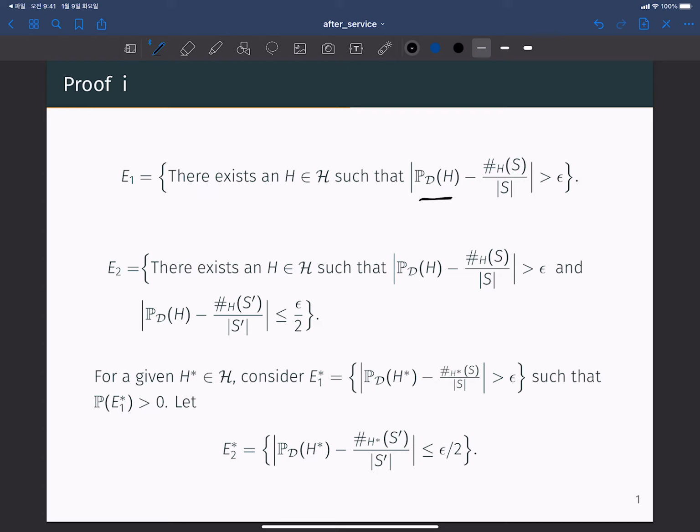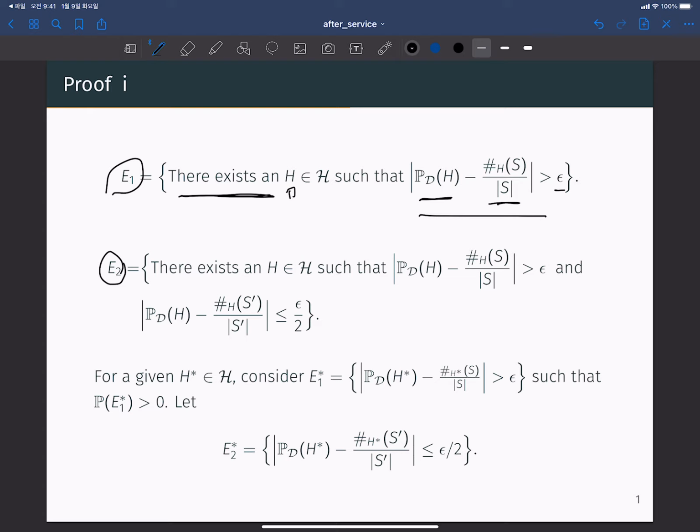First of all, the definition of E1 is this: there exists an H such that the test error of the hypothesis and the training error have a difference of at least epsilon. Okay, so the key point of E1 is "there exists". When any hypothesis satisfies this difference between training and test error, then E1 holds.